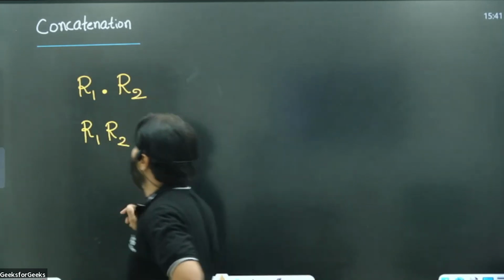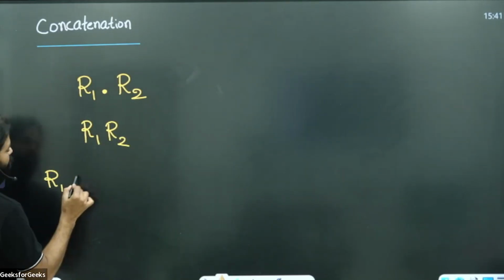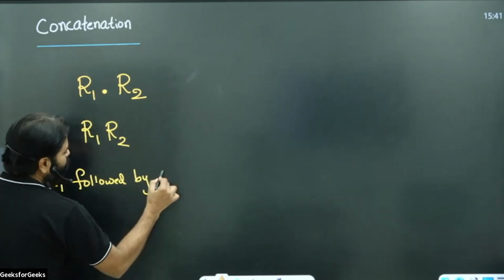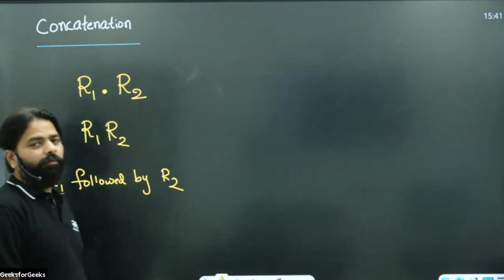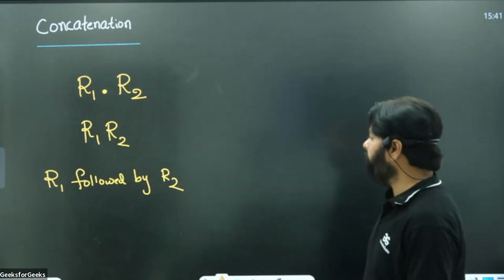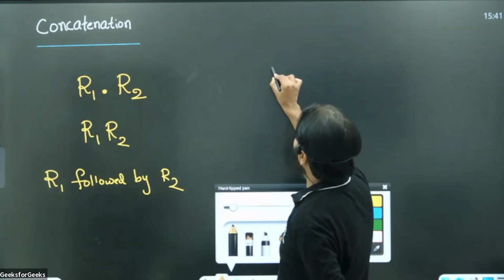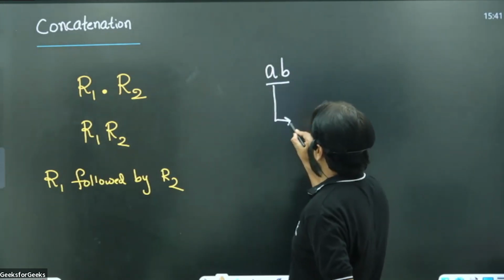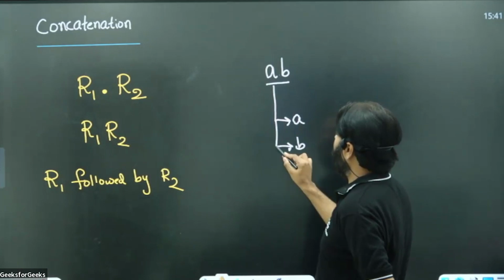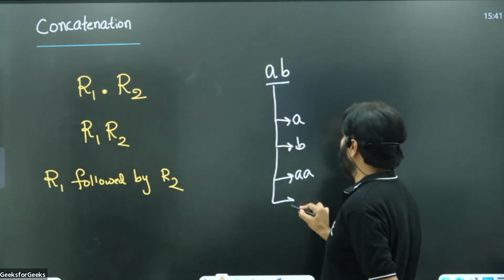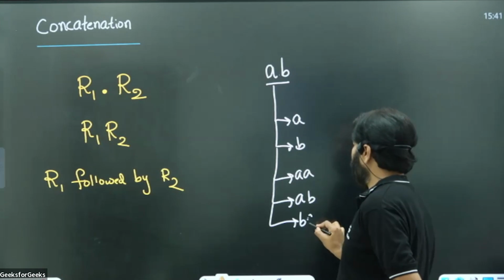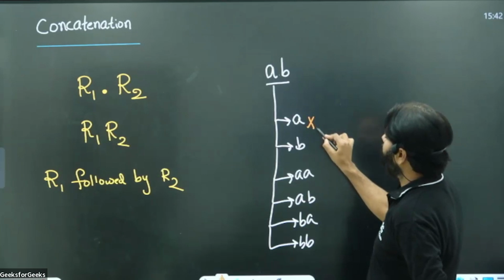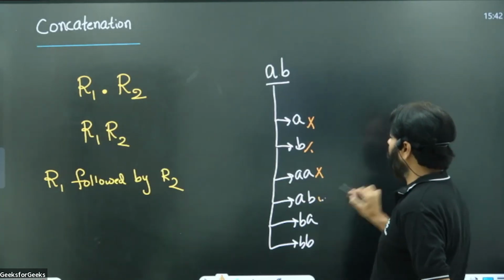What is the meaning of this? Remember, R1 followed by R2. There is an order here: after R1, R2 should come, and not any other order. Example: if I write A dot B, can you get A? Can you get B? Can you get double A? Can you get AB? Can you get BA? Can you get BB? What will you get from here? A you don't get, B you don't get, double A you don't get, only AB.